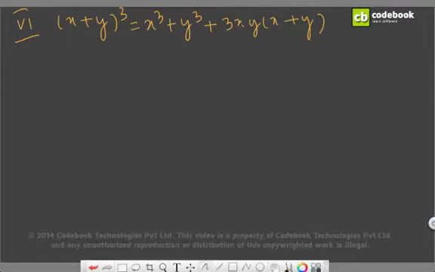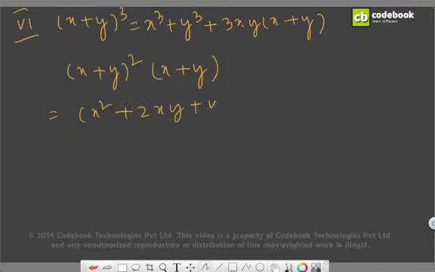The next identity that we will work on is (x plus y) whole cube is equal to x cube plus y cube plus 3xy times (x plus y). Now let's try to prove this. So this can be expressed as (x plus y) whole square times (x plus y). So that is nothing but (x plus y) whole cube. So the first term is in the form of (a plus b) whole square. So this is x square plus 2xy plus y square, and then we are multiplying that with (x plus y).